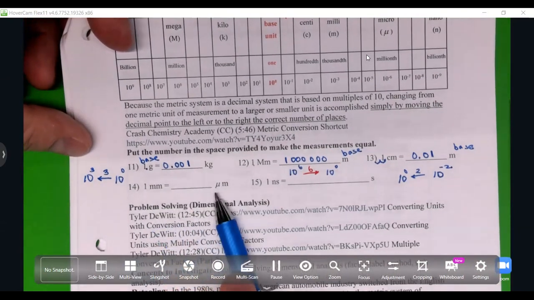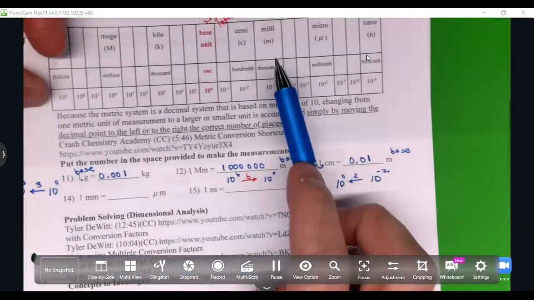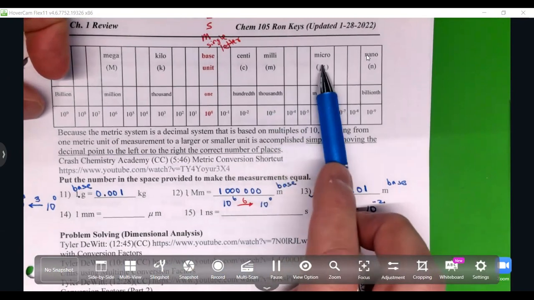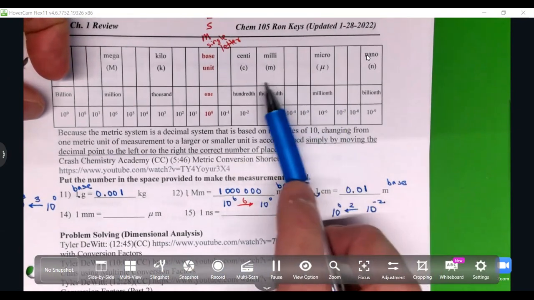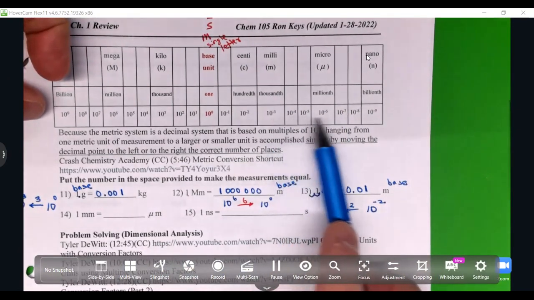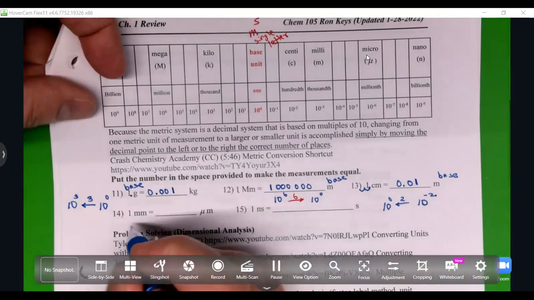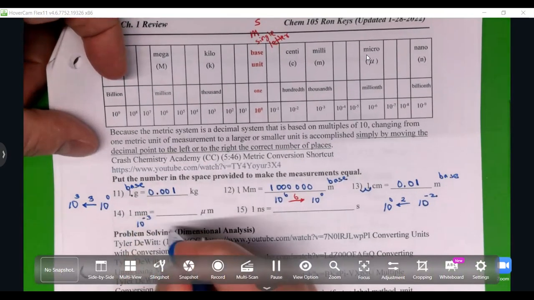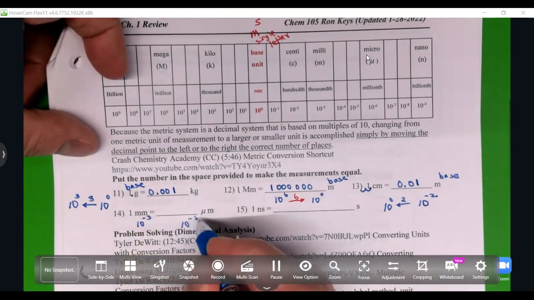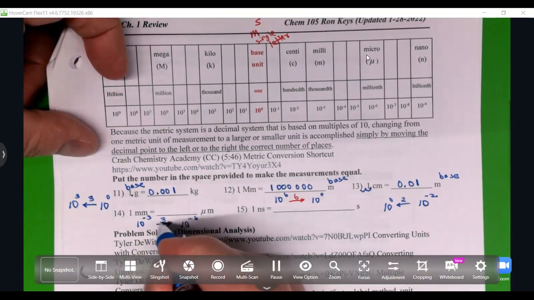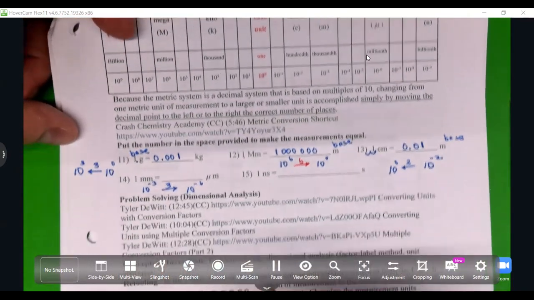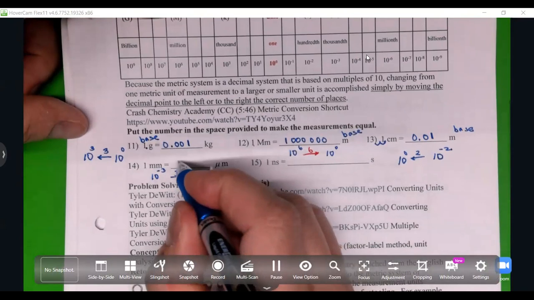Millimeters to micrometers. So right up here, I'm going milli to micro. I've got to go to the right, 10 to the minus 3 to 10 to the minus 6. I'm going to the right 3. 10 to the minus 3, 10 to the minus 6. I'm going to the right 3. So here I should end up with 1,000.